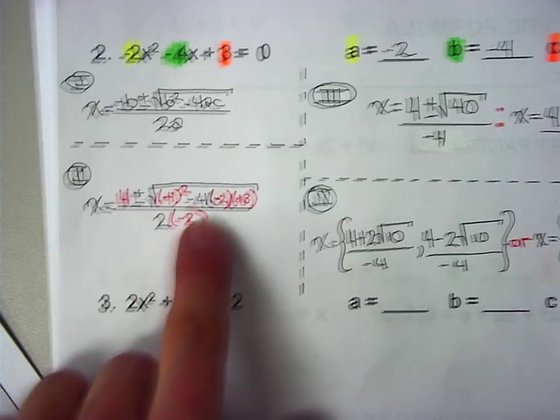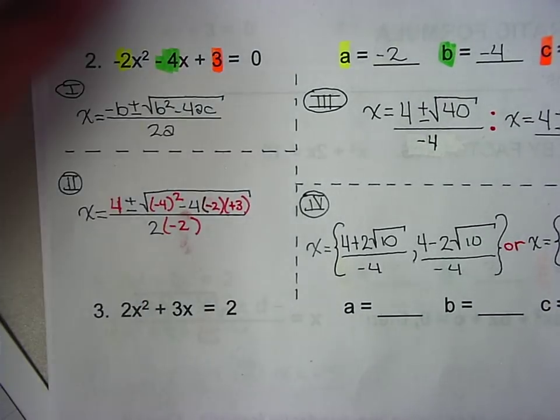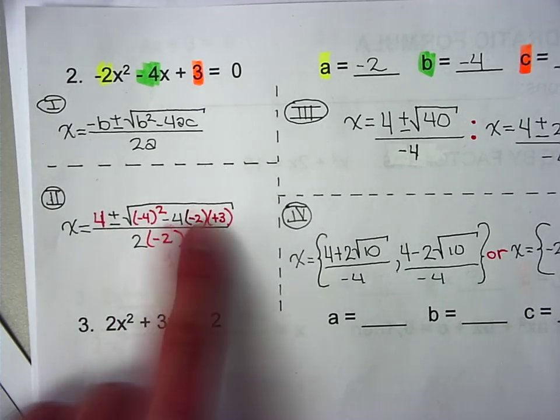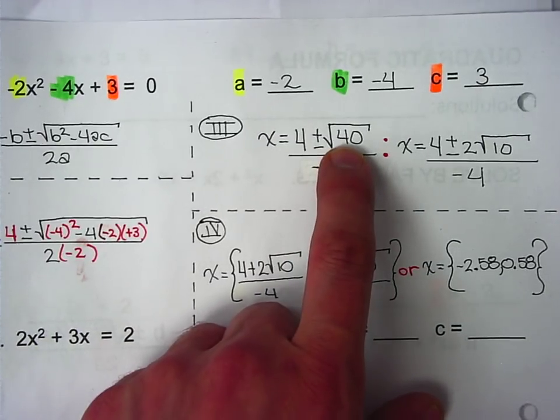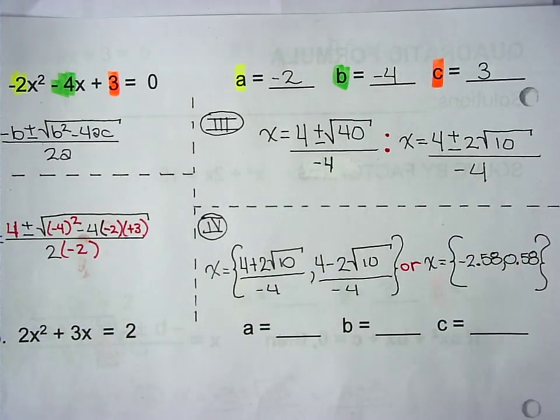So I've substituted everything in. I didn't mean to smear my notes there. And when I do all this, I get something that's very interesting. I get not a perfect square, but the square root of 40. And this takes us back to one of our previous lessons. 40 is not a perfect square, which means I have to break it down and I have to write the simplified version of the square root of 40.